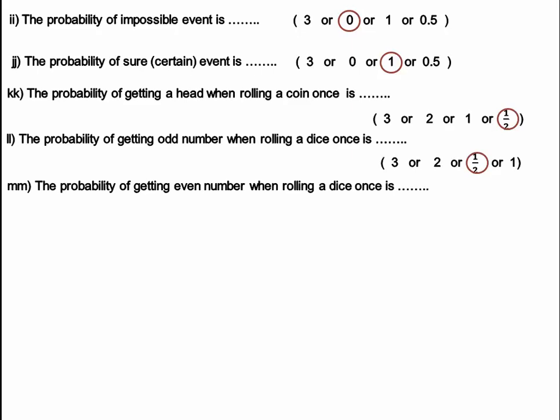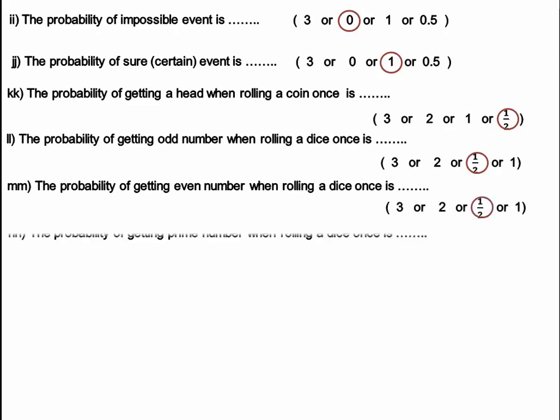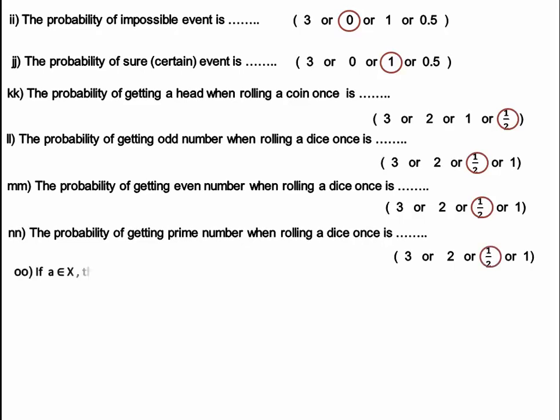The probability of getting an even number when rolling a dice once, we know that the even numbers are 2, 4, 6, so also 3 numbers, 3 over 6 equals 1 over 2. The probability of getting a prime number, we know that the prime numbers are 2, 3, 5, so also 3 numbers, so it will be 3 over 6, which is 1 over 2.